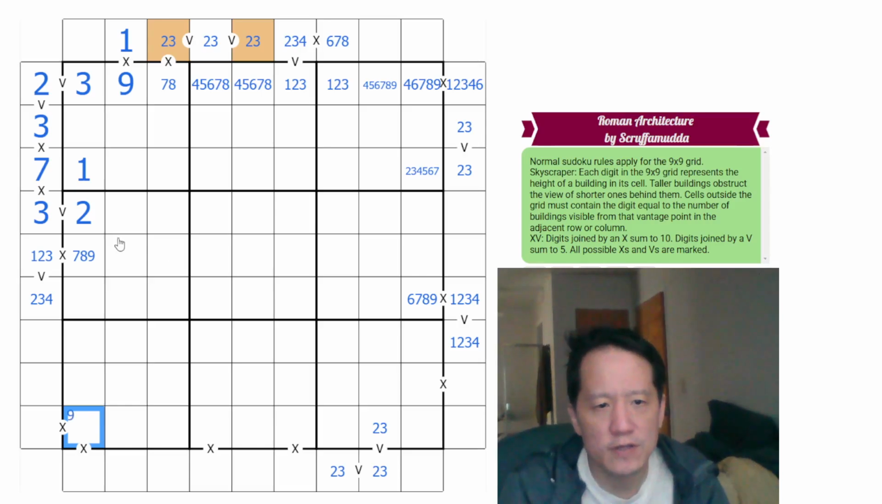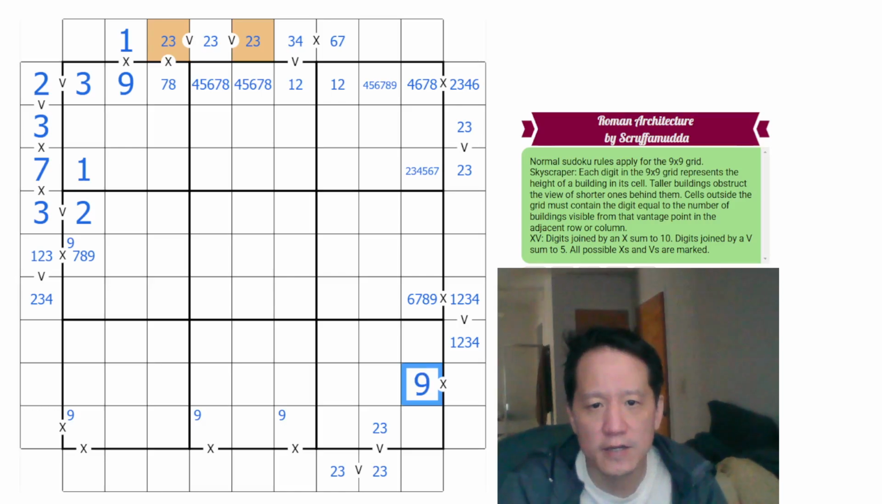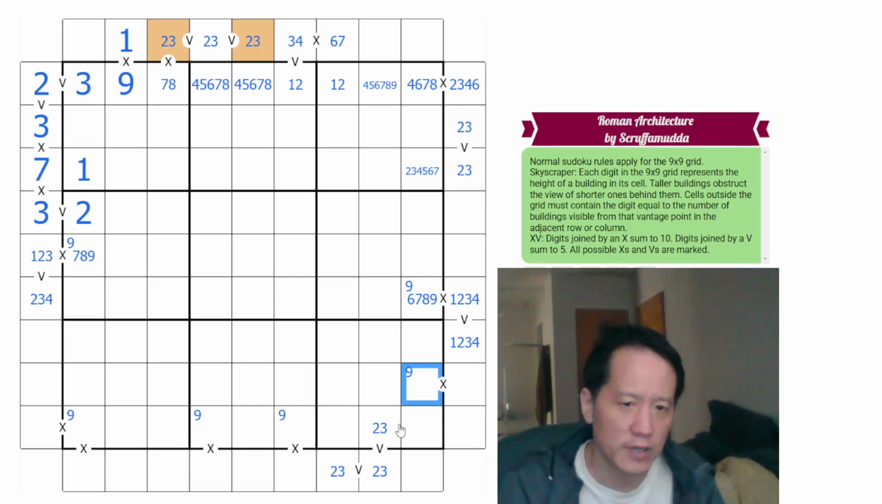So one of these two is a 9, one of these is a 9, and one of these two. This can't be a 9. So this cannot be 9, which means this can't be 1. These can't be 3, so this can't be 2. This can't be 8. So this has to be a 9. Oh, wait, no. The 9 could be here also. So this could be 9 or that could be 9.